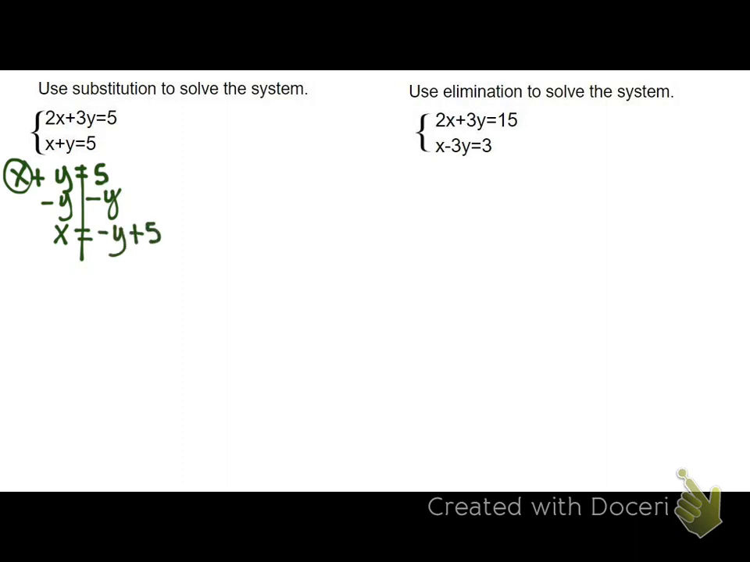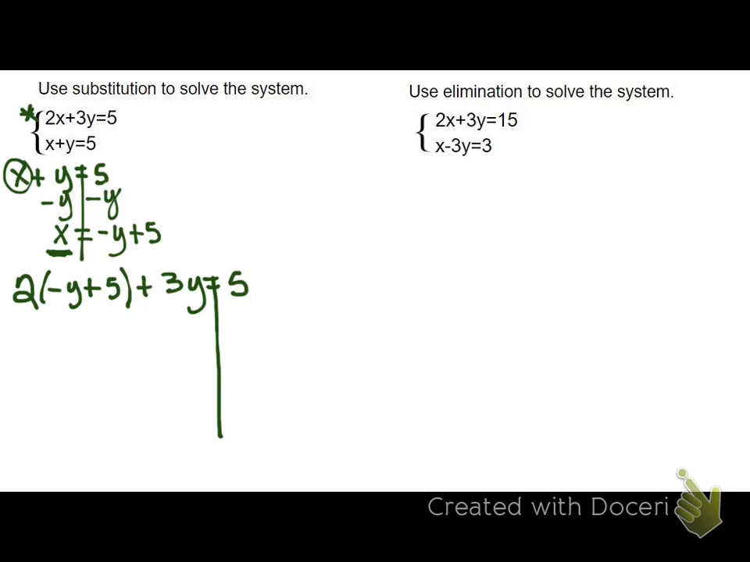Perfect. Okay, so which variable am I substituting for now? x. So when I see x, I'm going to substitute negative y plus 5. I'm going to go up and substitute in my top equation. I'm going to rewrite it: 2 times, in parentheses, negative y plus 5, plus 3y equals 5. And now I solve.